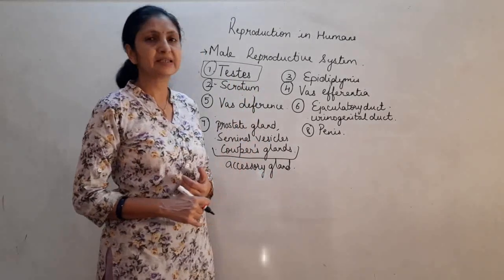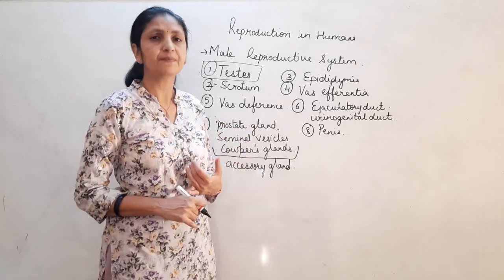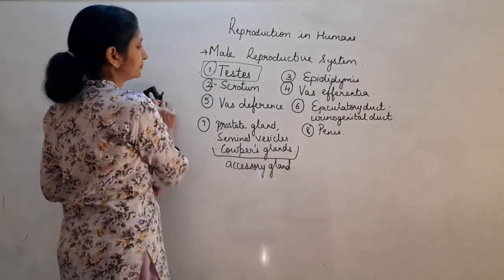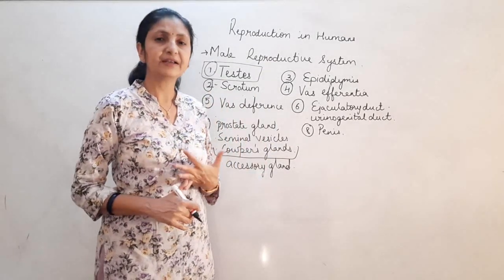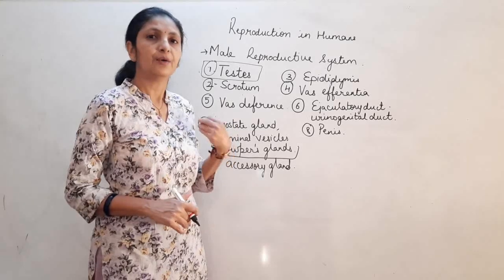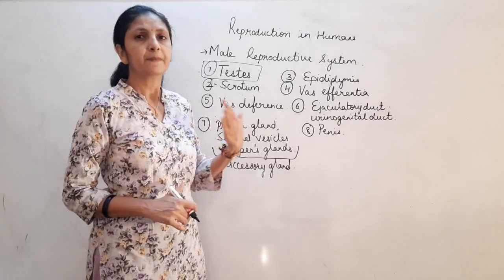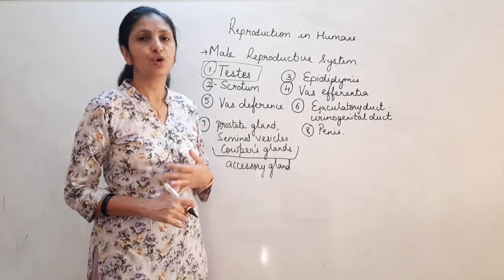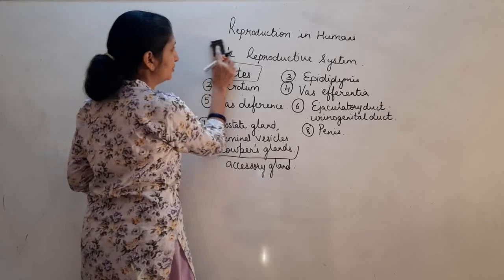तो ये parts हैं जिनके बारे में हम डिटेल में पढ़ेंगे. These are the parts of the male reproductive system. You can just note down, and then I would draw a diagram and explain. When I'm drawing the diagram, I would be talking about the functions also. ठीक है? तो hope you have written these down.